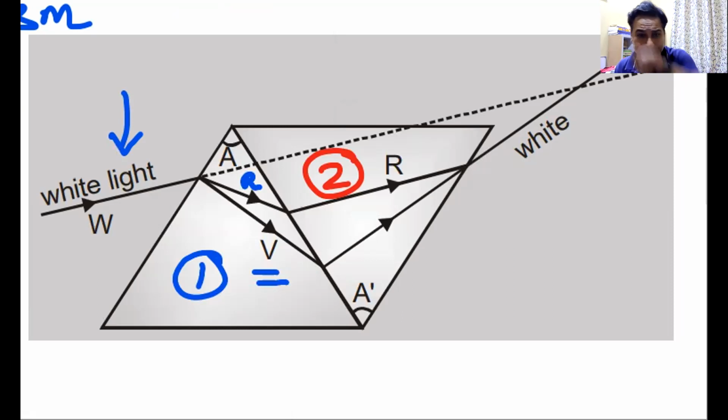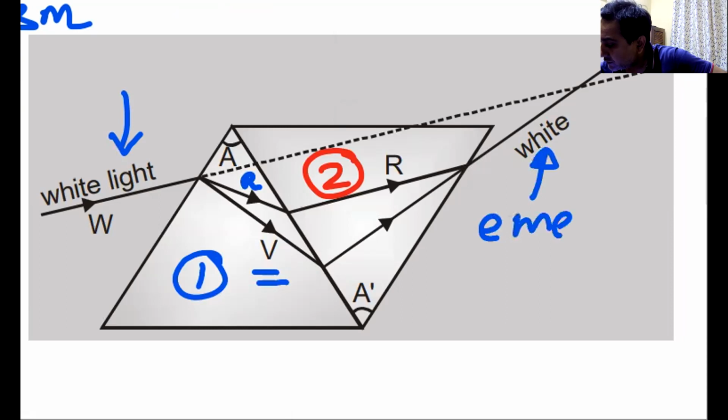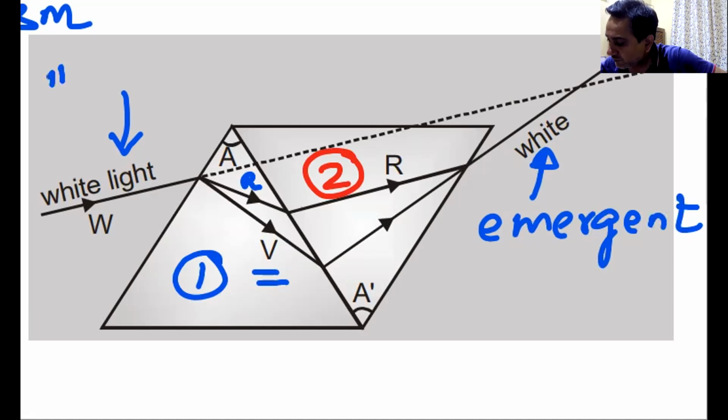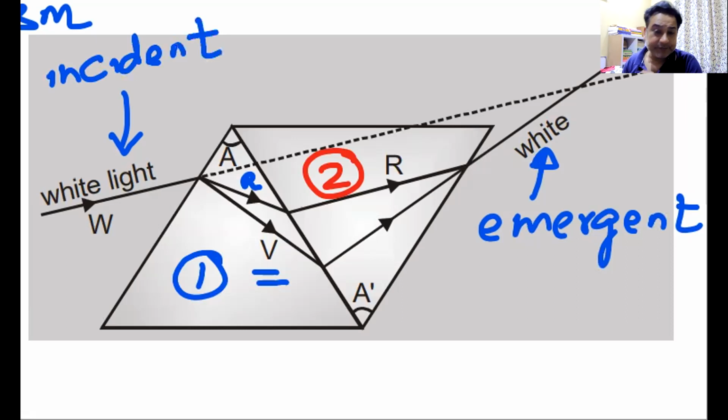Now what I have done is I have put another prism upside down in such a way that after refraction from the second prism, this is the emergent ray. I hope you can understand the meaning of the terms. The white ray that was falling was the incident white ray. When I see the ray which is coming out, the emergent ray, and I only see a white ray, that means the white ray after passing through two prisms has come out white. White has come out white.